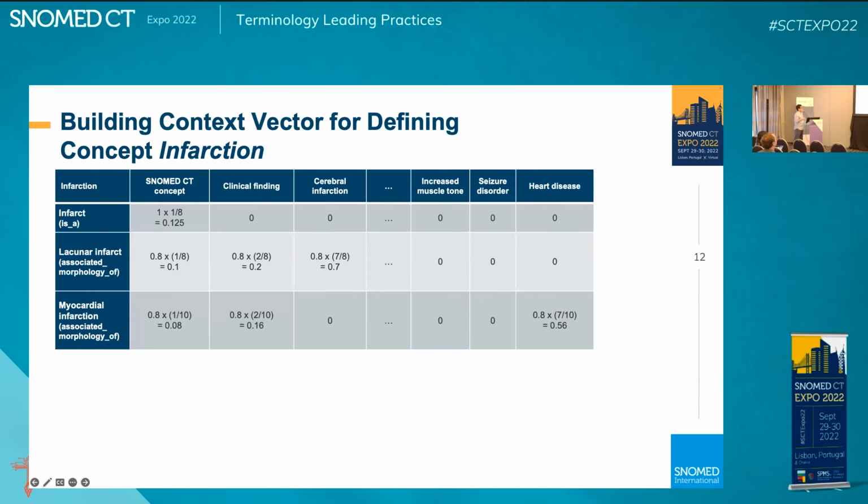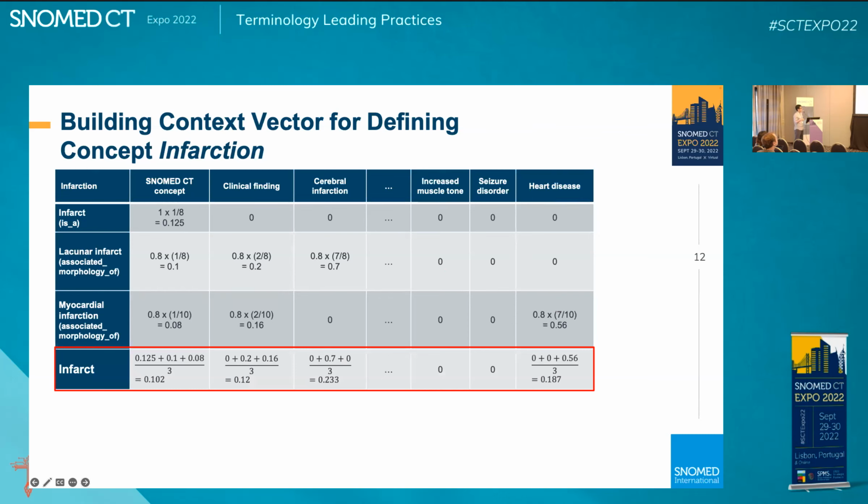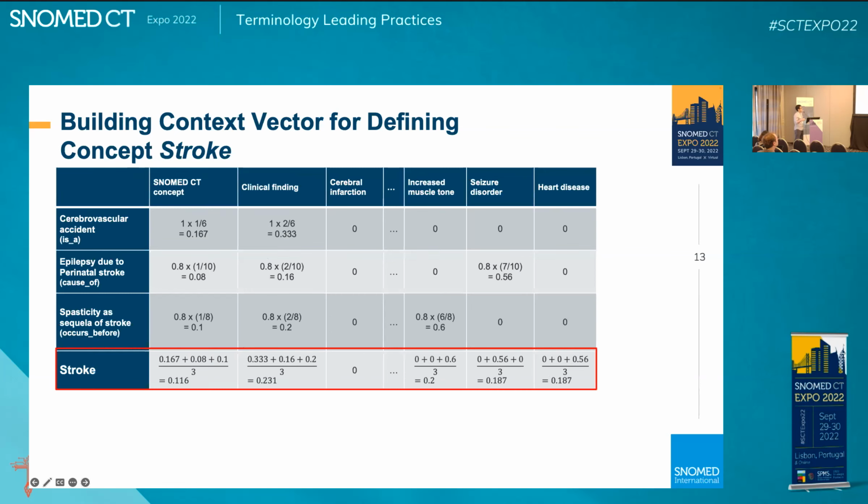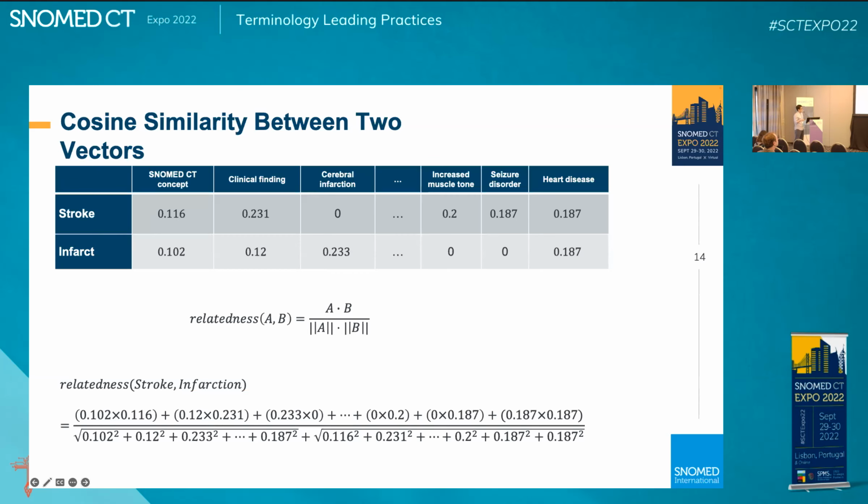And we build value vectors for all value concepts. And the final context vector for the defining concept infarction is the average of all 3 value vectors. And we build a context vector for the defining concept stroke in the same way. And the relatedness between the two concepts is the cosine similarity, and is calculated as shown here.